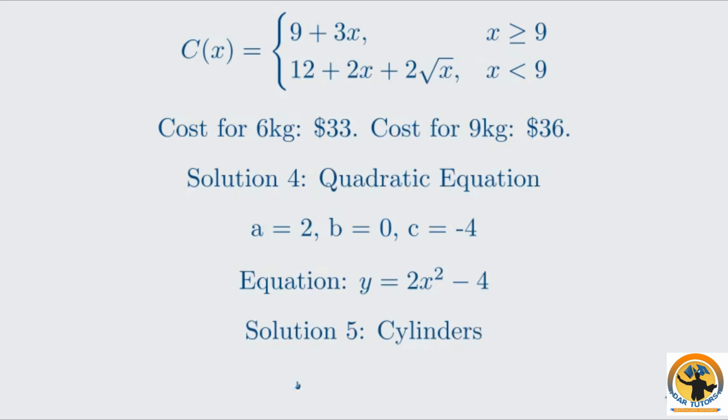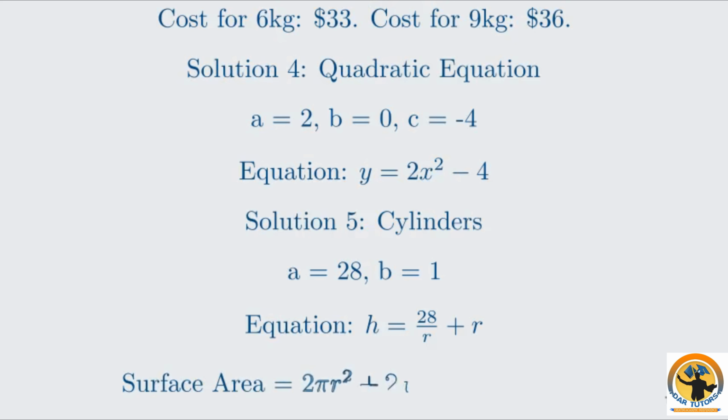For question 5, we substitute the 2 given points into the equation h = a/r + b. This gives us a system of 2 linear equations in terms of a and b. Solving this system gives a = 28 and b = 2. The equation is h = 28/r + 2. The constant surface area for these cylinders is the area when h is 16 and r is 2, which is approximately 226 square units. This concludes our deep dive into mathematical modeling.